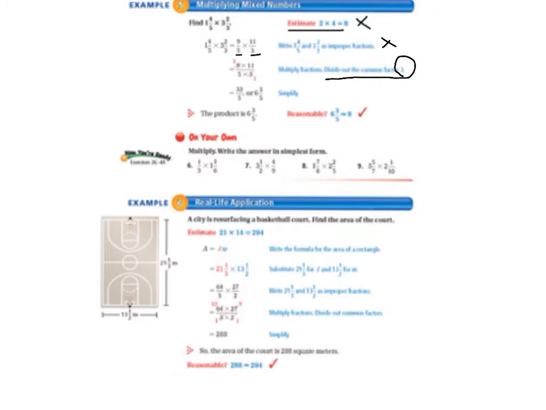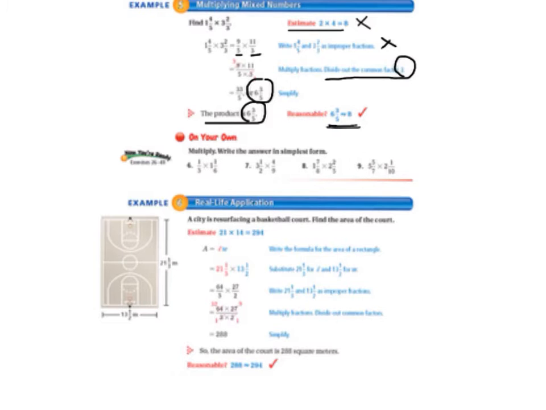So when we multiply that, we get 3 times 11, which is 33. 5 times 1 is 5. And then we simplify, and we get 6 3/5. So the product is 6 3/5. Is it reasonable? Is 6 3/5 close to 8? We say yes, it's close enough.